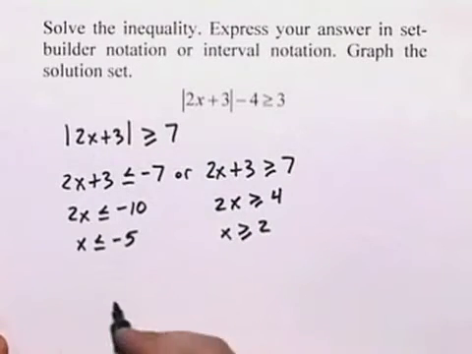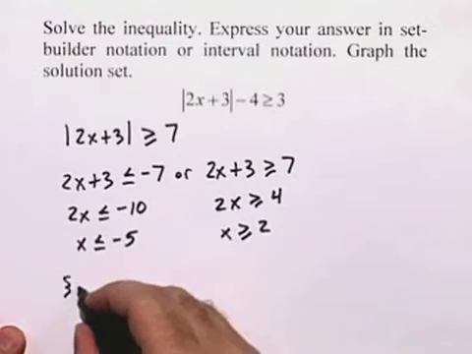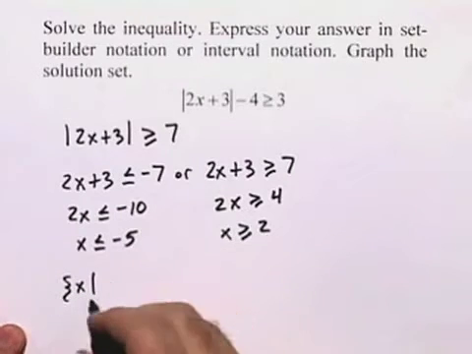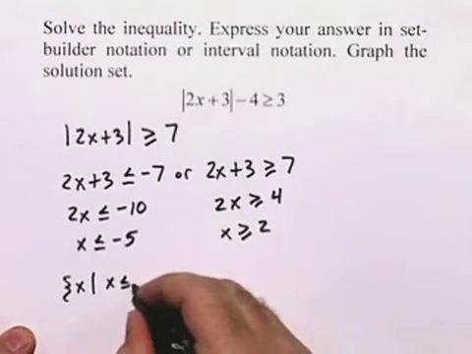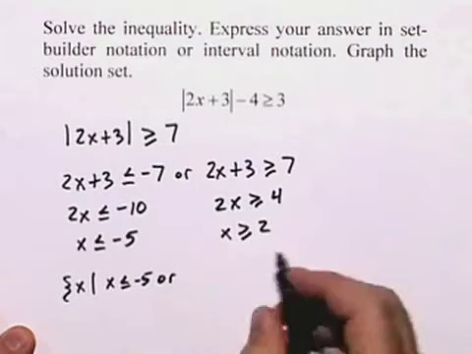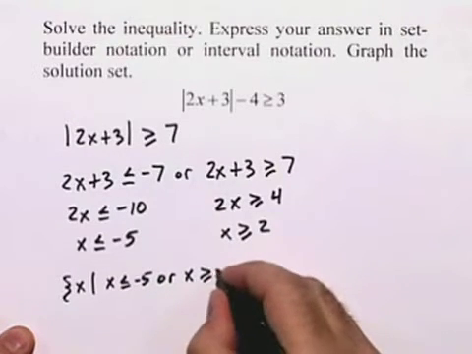In set builder notation, our solution set would be a set of all values for x such that x is less than or equal to negative 5 or x is greater than or equal to 2.